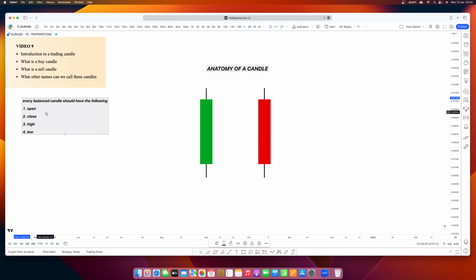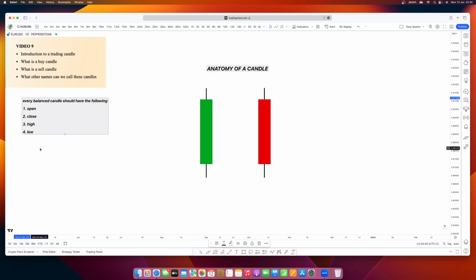Now there are some situations where the open can be the same thing as the low. There are some exceptions, you understand? But it is still there. It is just that it is the same price level. And I'm going to be showing you some examples of that also. But every balanced candle should have the following: the open, the high, the low, and the close.